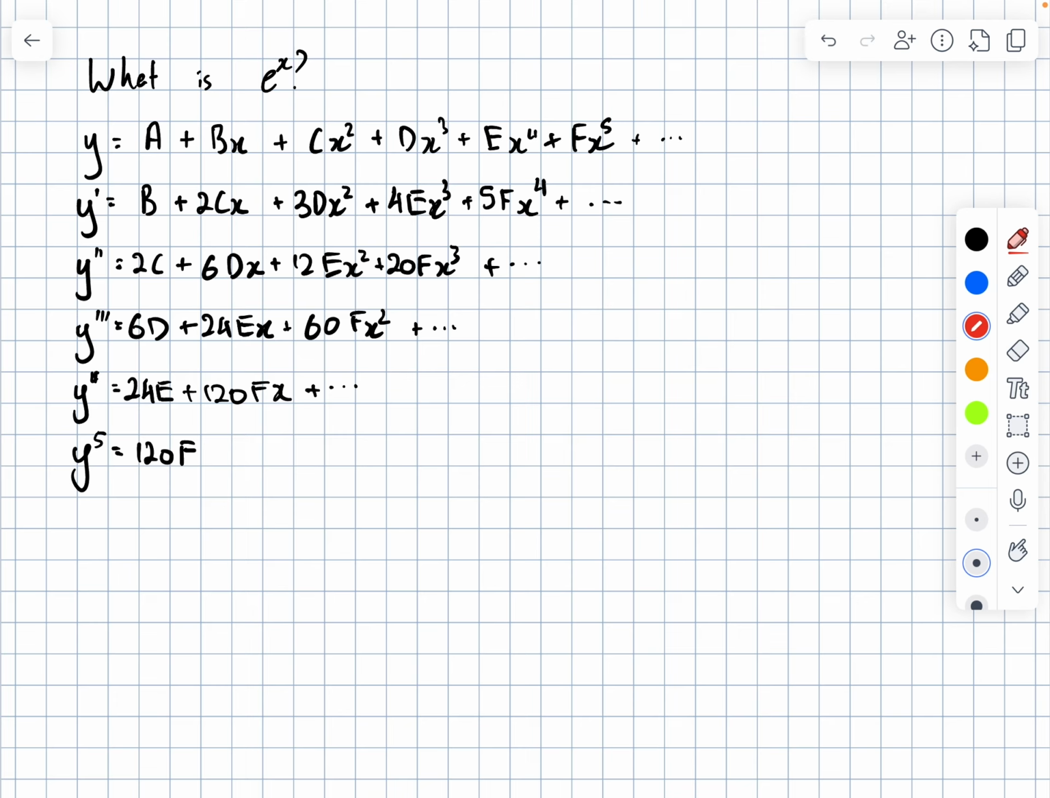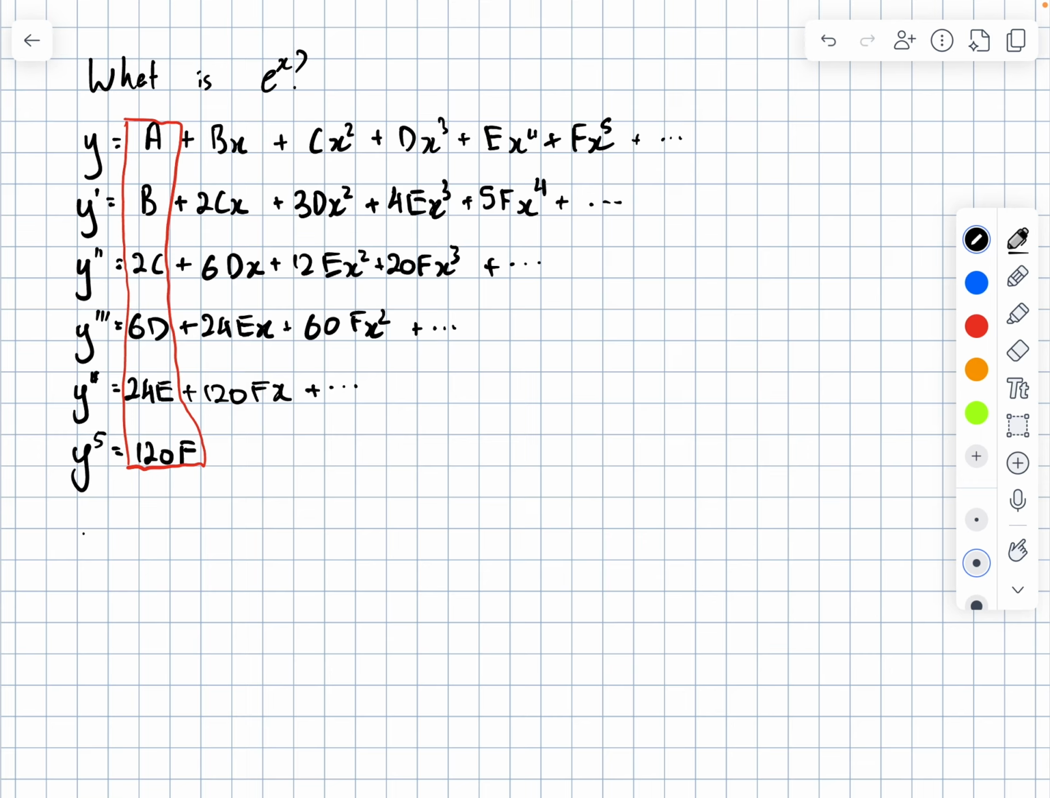Now if these polynomials are all identical, that means that in each of these columns these numbers should be the same. So we're just going to look at the first column. This says that a should be equal to b, which should be equal to 2c, which is equal to 6d, equal to 24e, equal to 120f.